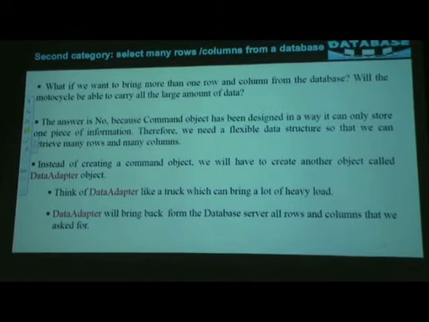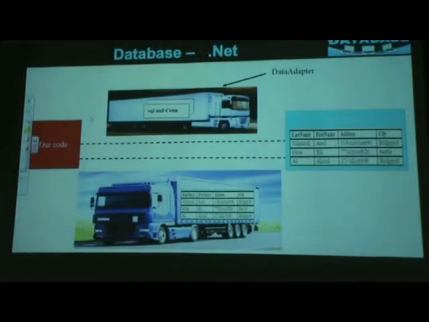Instead of creating a command object for this need, we will have to create another object that .NET makes available for us, called the data adapter object. Think of the data adapter like a truck, which can bring a lot of heavy load. The data adapter will bring back from the database server all rows and columns that we ask for. So this is the truck.